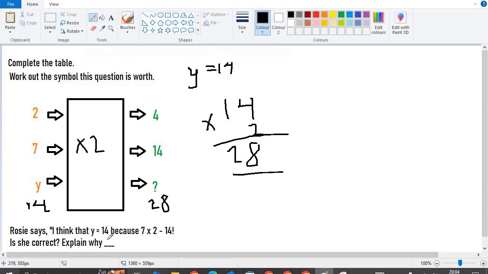Rosie says, I think that y equals 14 because 7 times 2 equals 14. Is she correct? Explain your answer. She is incorrect because, remember, we have to times by the answer and not the input provided. So let's write she's wrong. I already explained why, so I'm not going to explain again and waste my time.